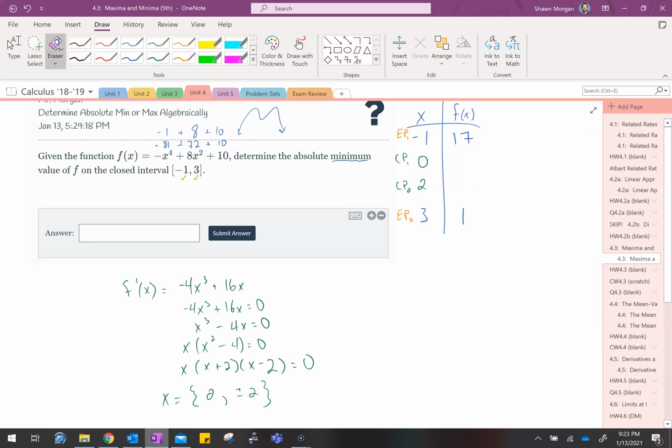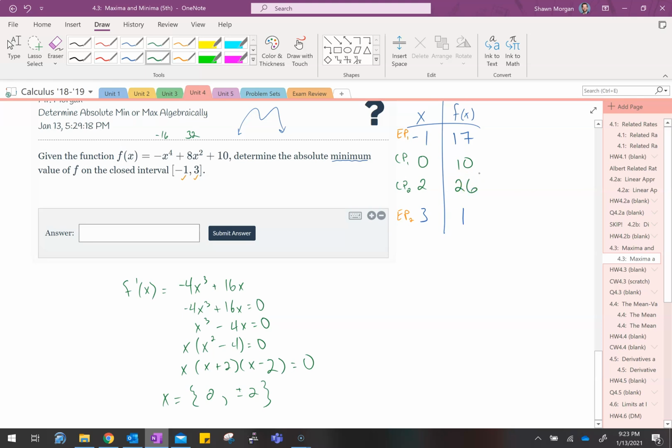And similarly to how we did it earlier, we just plug and chug. We don't have to have a calculator to figure this out. All we do is just say, okay, well, 0 is easy enough. It's going to be an output of 10. That's that aforementioned y-intercept. And then if I plug in 2, 2 to the fourth is 16, so I got -16. 2 squared is 4 times 8 is 32. So that's going to be +16, so 26.